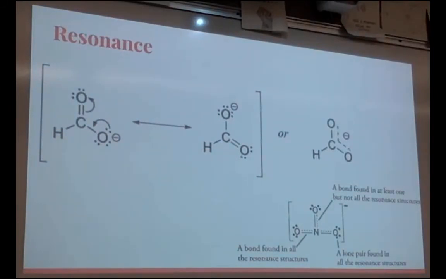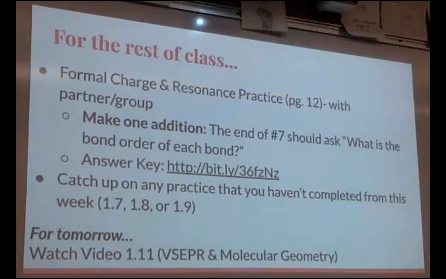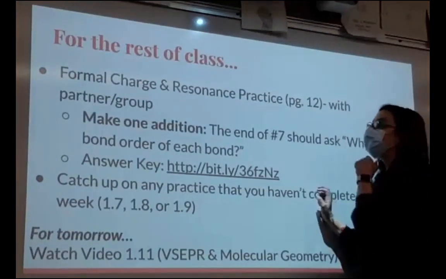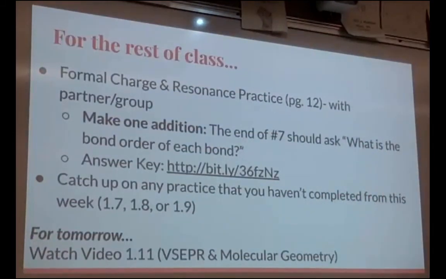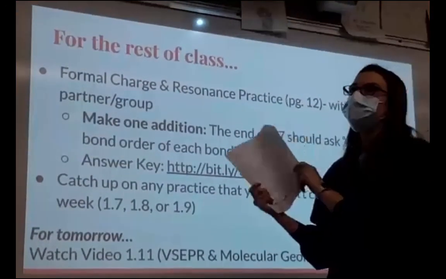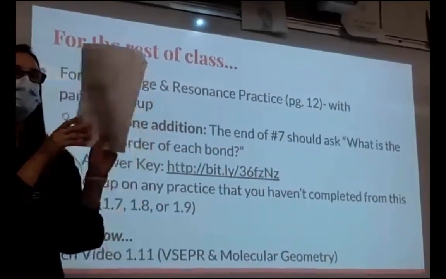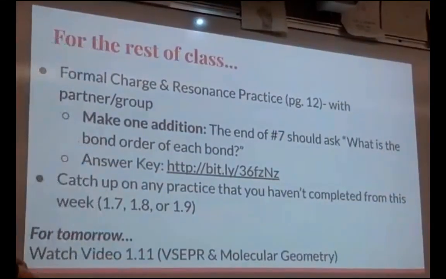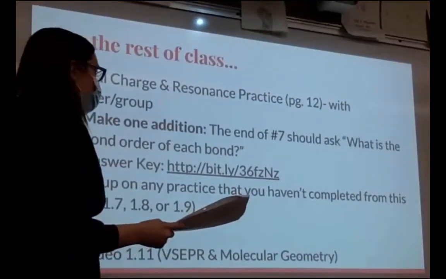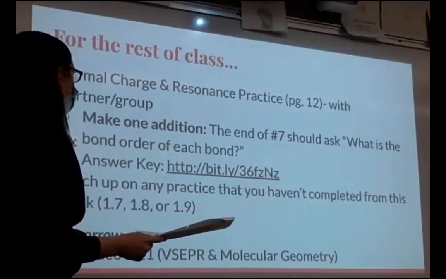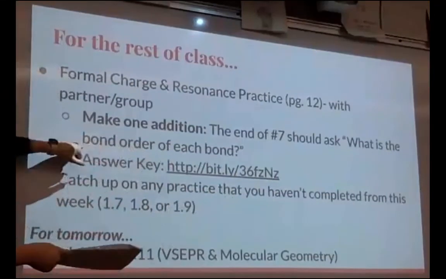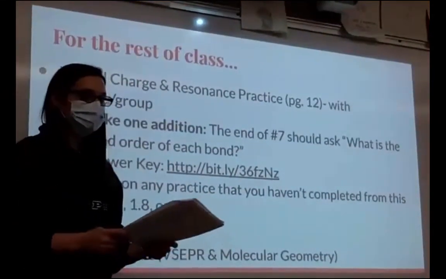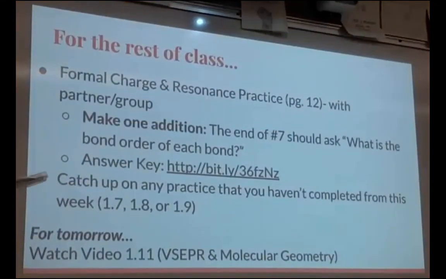So what I'm going to have you guys do is work through the practice with a partner, with a group. There is one addition that I want you to add. So if you're in your notes packet and you flip to page 12, so it's the very last part of chapter 8. The rest of it is just extra Lewis structures notes. But at the bottom of page 12, for number 7, the actual question got cut off somehow. So for number 7, make sure you add the question, what is the bond order of each bond? Otherwise, if you just read number 7, it's just a statement.